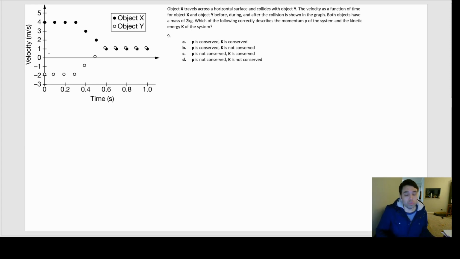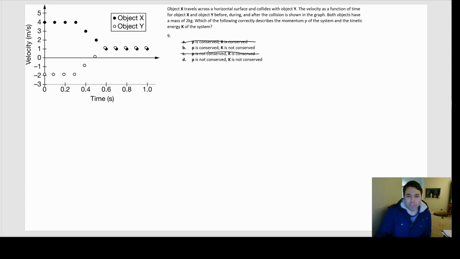But if they both lose velocity, there's no way we can maintain our kinetic energy from before the collision, right? They're both losing so much energy. So we know K is not conserved. So we can rule out A, because A says K is conserved. We know that can't be true. And we can rule out C, because that says K is conserved also. So it can't be A or C.